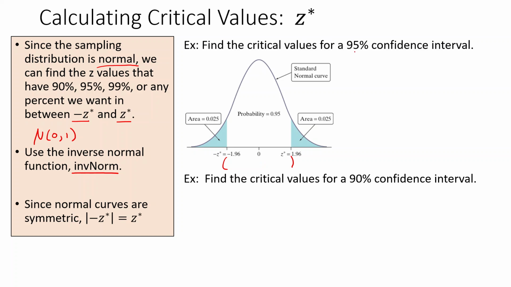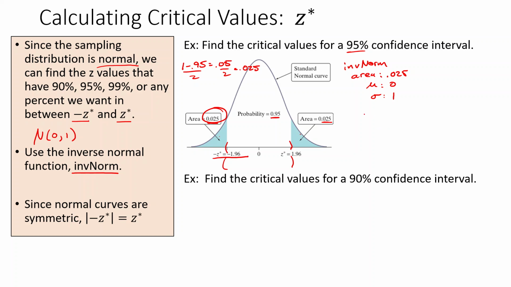All right, so find the critical values for a 95% confidence interval. That means 95% will be inside this interval, so the probability in the middle is 0.95. If we do 1 minus 0.95, that leaves 5% to split between the two ends. Dividing by 2 gives 0.025, half of that 5%, 2.5%. So we do the inverse norm with an area of 0.025, a mean of 0, and a standard deviation of 1, and that gives us our Z star value.